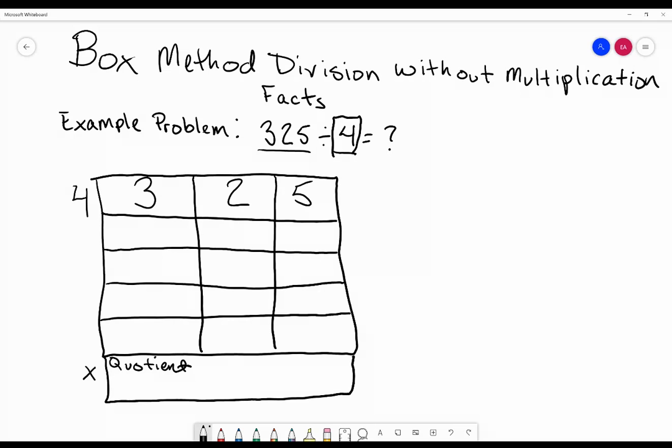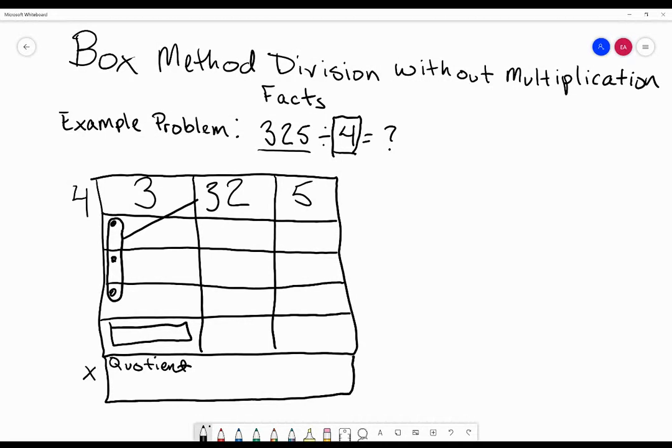So we have 1, 2, 3. And you'll notice that we don't have enough for this last group to get any dots. And that's not fair because we're making equal groups. So we're going to take these 3 and bring them up in front of the 2. So now we have 32 to divide between each of these 4 boxes.